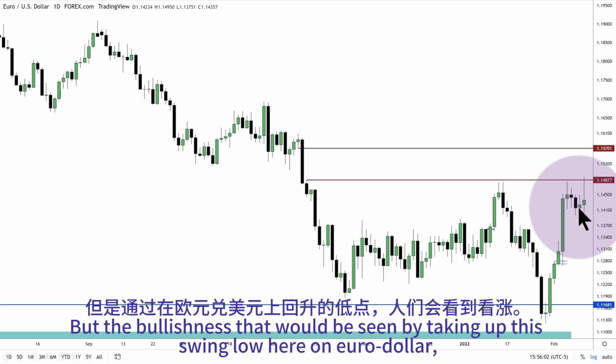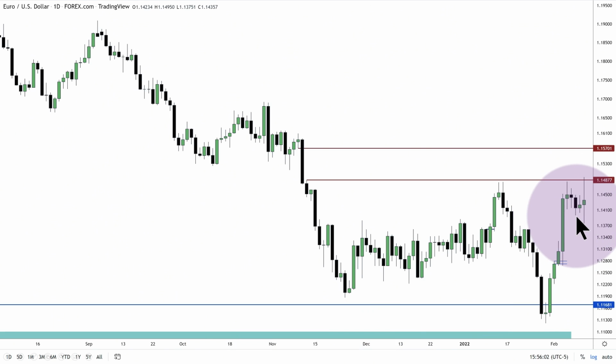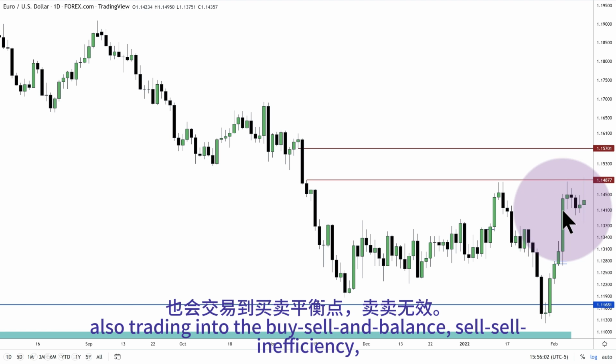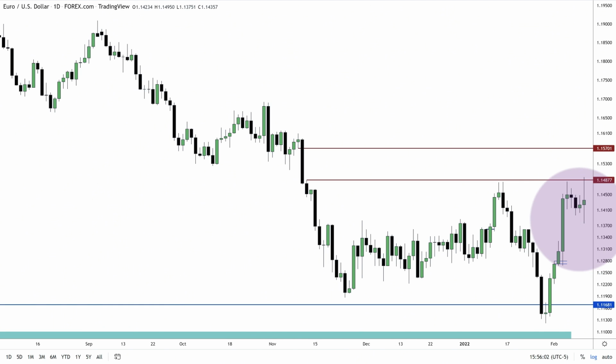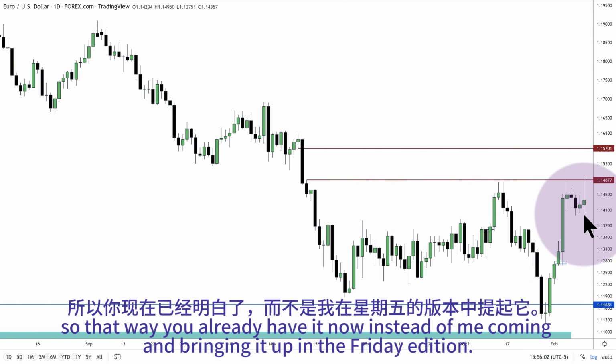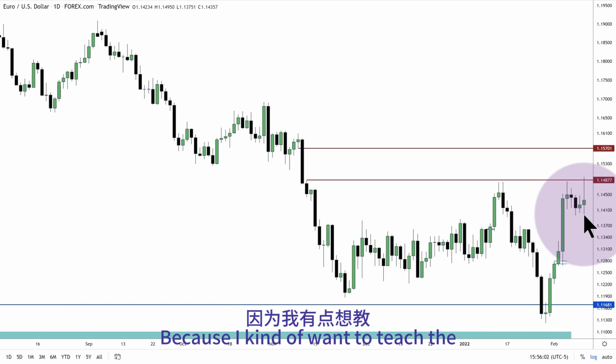But the bullishness that would be seen by taking out this swing low here on euro dollar, also trading into the buy side imbalance, sell side inefficiency, that is the underlying pinning of why euro should go higher. I'm not going to teach that in the YouTube channel, so that way you already have it now instead of me bringing it up in the Friday edition, because I want to teach the model, the high frequency trading algorithm, as just Friday's lesson.